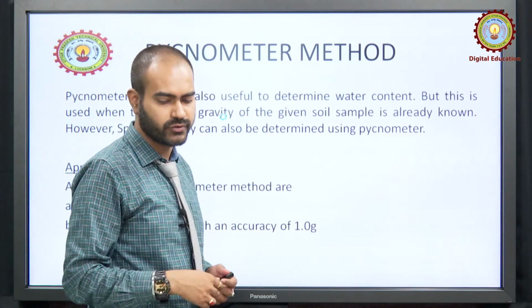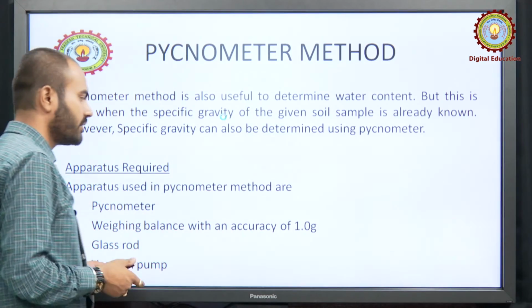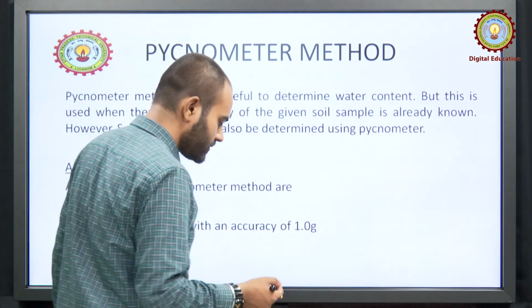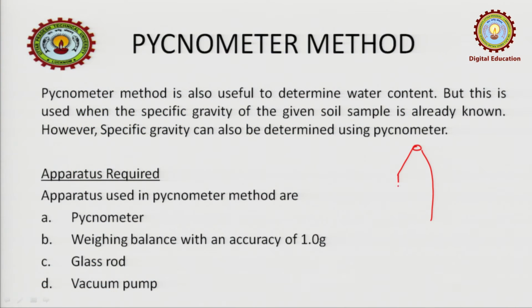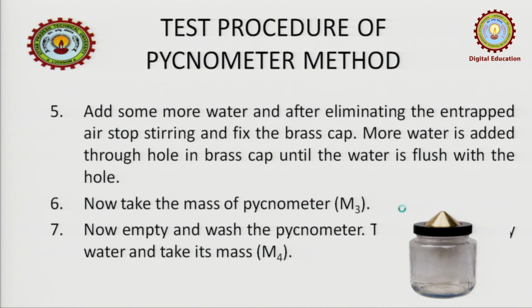Now let us move to the Pycnometer method. What is a Pycnometer actually? It is also a container, something like this. It has a steel cap or brass cap here, and this is generally of glass. You can see the diagram. I think this is the Pycnometer. This one is the Pycnometer.